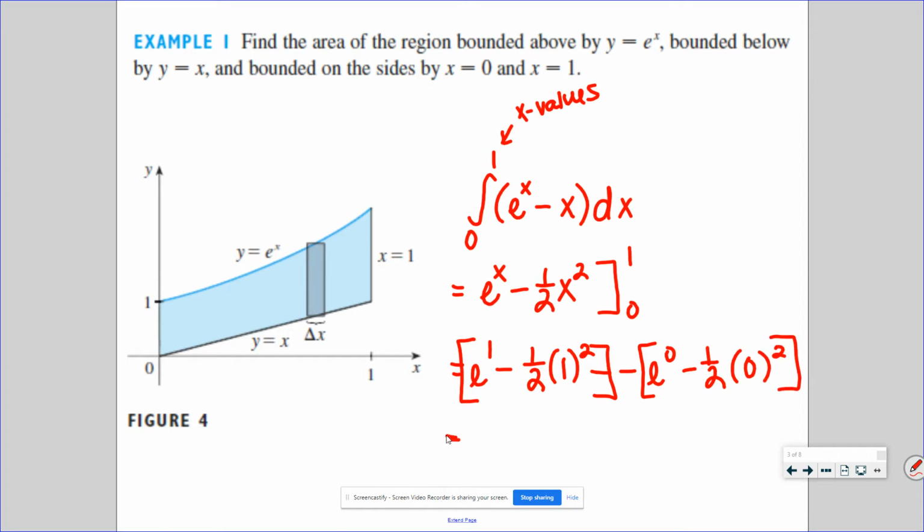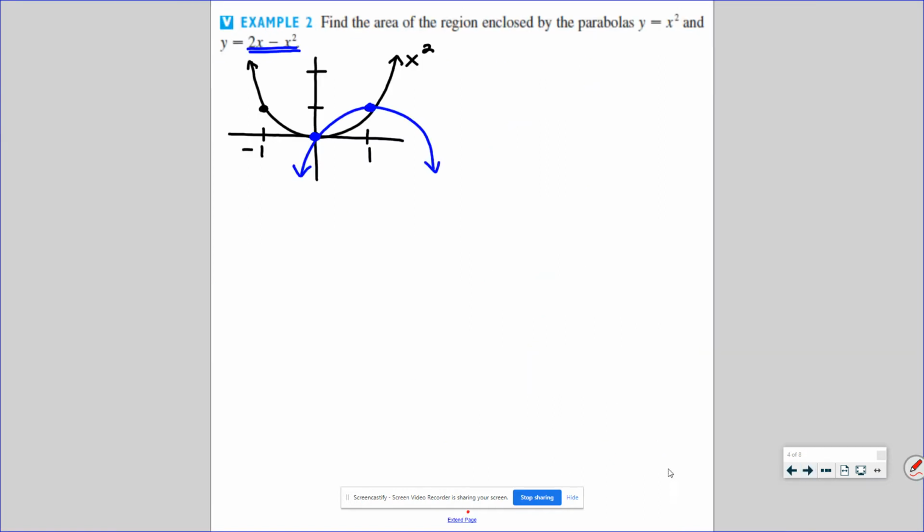And compute. So e minus 1/2, minus e to the 0, which is 1. And then all this would be 0. So this would be your answer. I think I'll just combine like terms and call that negative 3/2 or negative 1.5. So this is your area computation. Okay, let's try another one.